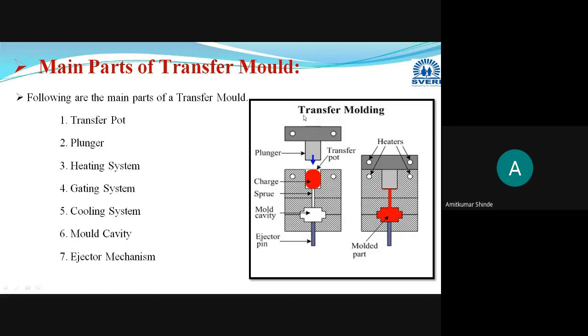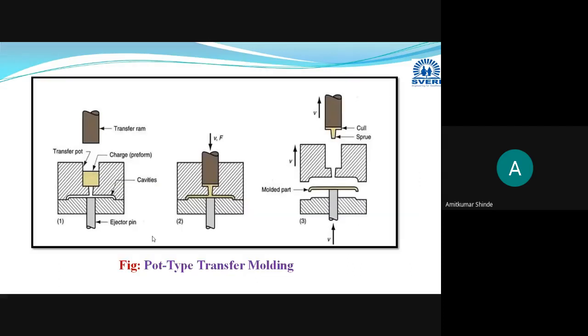This is the design of the transfer mold and its main parts and functions. We have discussed the transfer pot or shooting cylinder, then plunger, heating system, gating system, cooling system, then mold cavity and ejector mechanism. These are the main parts of the transfer mold. Then we will move towards the classification part of the transfer molding process.